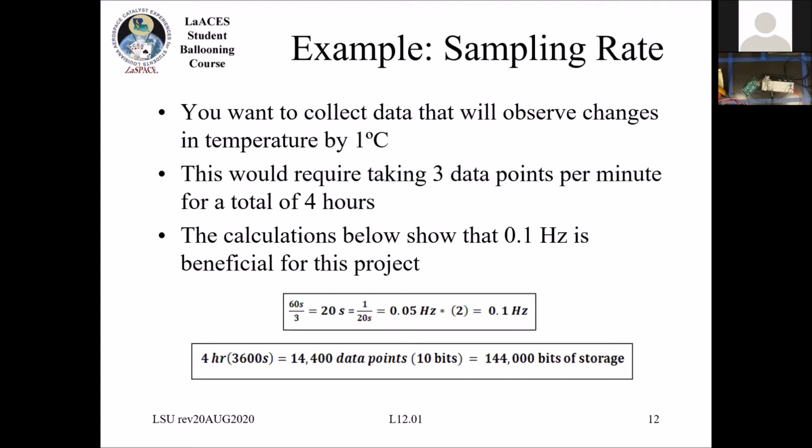And based on that, you can get a collection rate of roughly 0.1 hertz, or 1 sample every 10 seconds. And down here just goes through the math. If you calculate the storage, how much this will take, you can say, okay, I'm going to do this for 4 hours. This is just a conversion from hours to seconds. That's going to tell me how many data points I need.